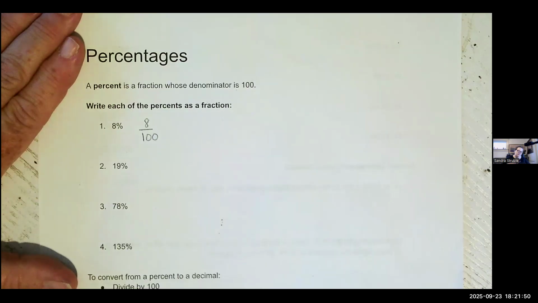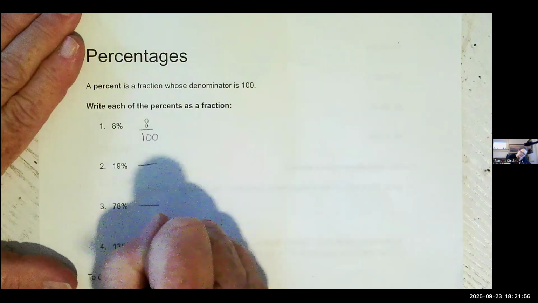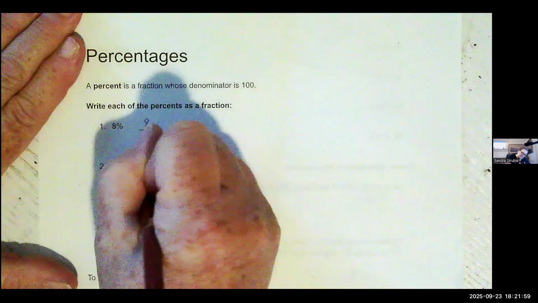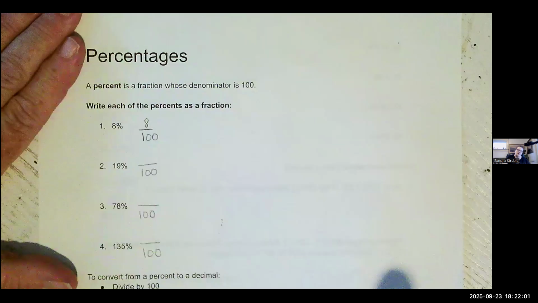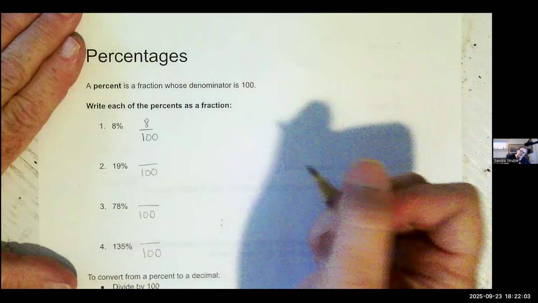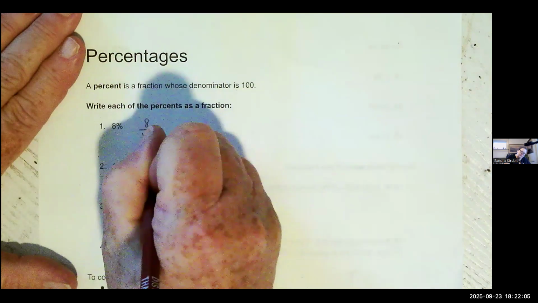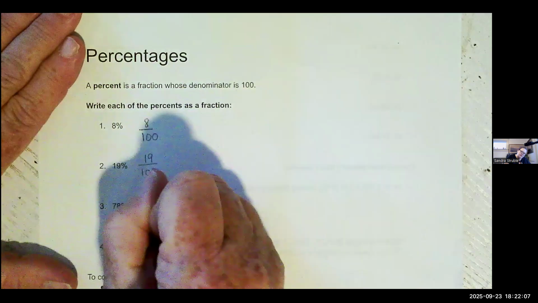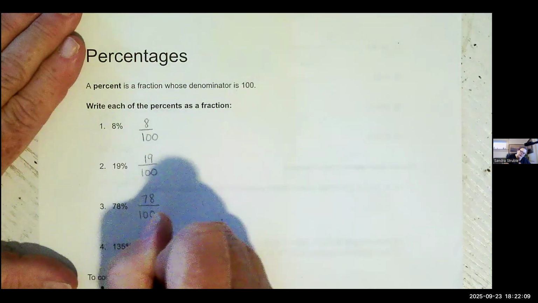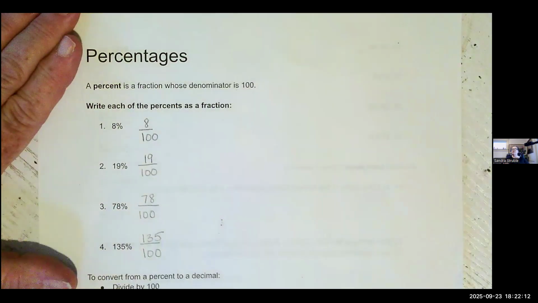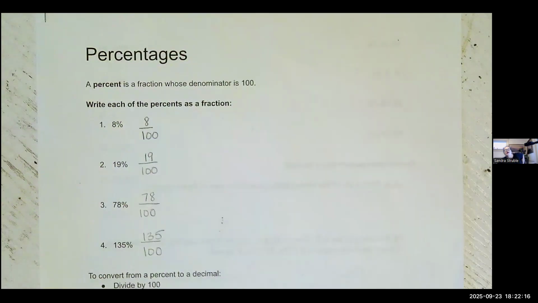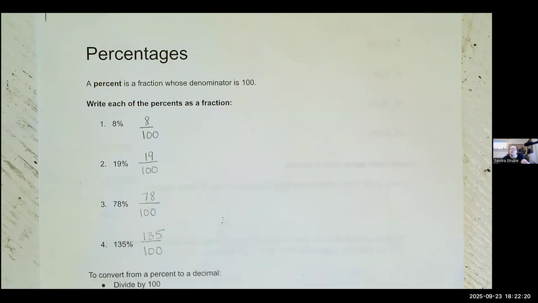All right. Hopefully you paused, because now I'm just going to put all of these over 100. And to change a percent to a fraction, I put the number in front of the percent over 100. Not reducing. Those are what I am representing as a fraction. It doesn't say reduced fraction, just a fraction. We'll get to the reducing later.